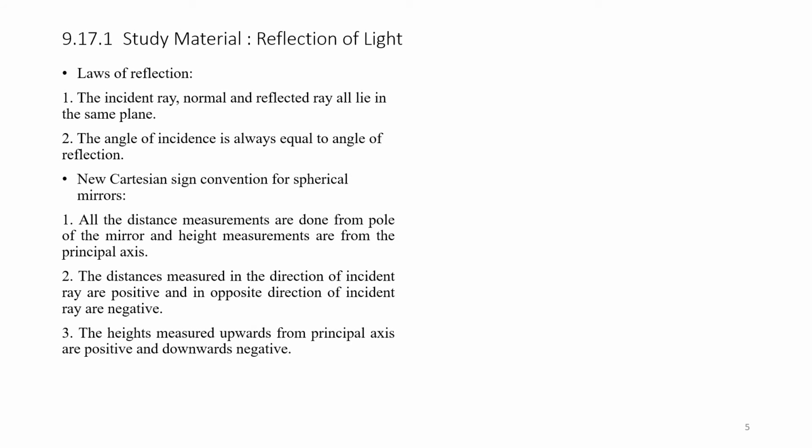Now, the sign convention for spherical mirrors. All distances are measured from the pole of the mirror and heights are measured from the principal axis. Distances measured in the direction of the incident ray are positive, that is, left to right is positive, and distances in the direction opposite to the incident ray are negative, that is, right to left is negative. Heights measured upwards from the principal axis, that is, bottom to top, are positive and downwards are negative.